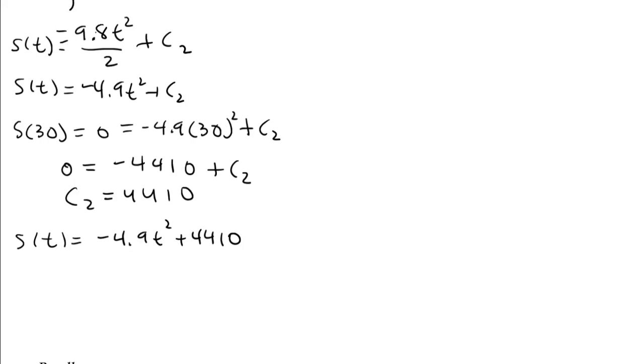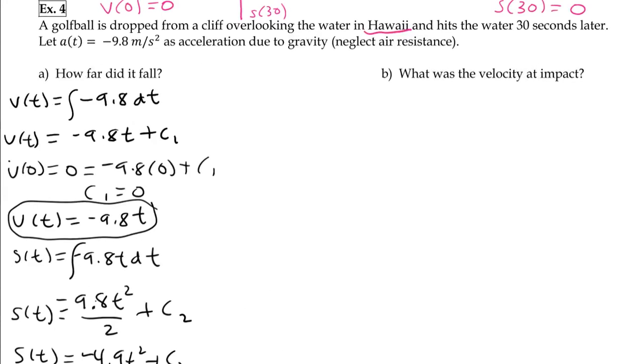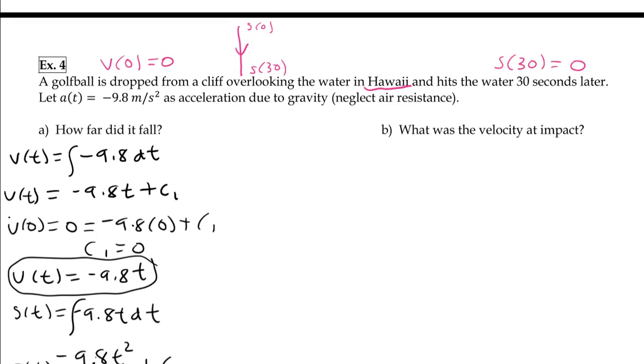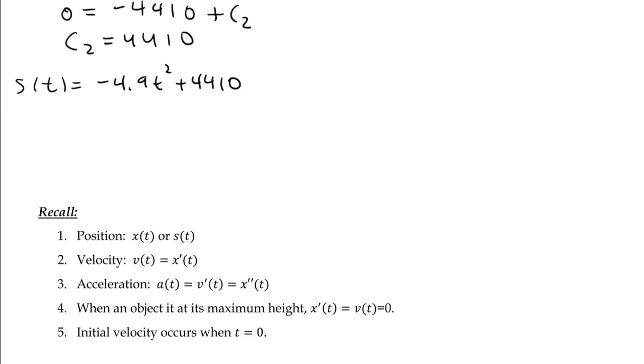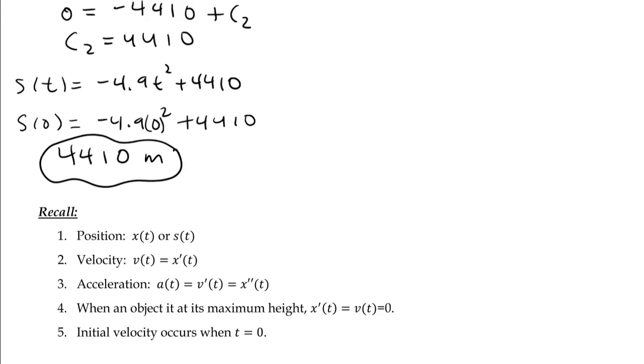But what did they want? They wanted how far it fell, right? And we said based on looking at our picture, how far it fell, that would be the position right here. So we want this distance. So we need to find s of 0. So s of 0 is negative 4.9 times 0 squared plus 4410. So that means 4,410 in what units? This is position, and acceleration is meters per second squared. So this is just meters.